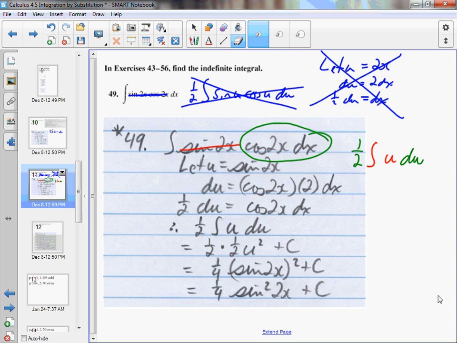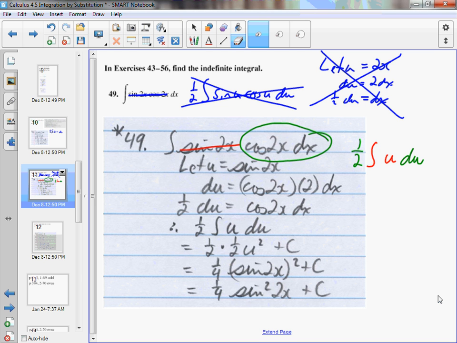Technically, I could have let u equal the cosine of 2x and worked this problem out. I would have gotten a different answer. It would be an equivalent answer, okay? But it would have looked different. So which do you choose then, sine or cosine? I always choose sine. Yeah, always. That's a strong word, isn't it? I did this time. Okay.